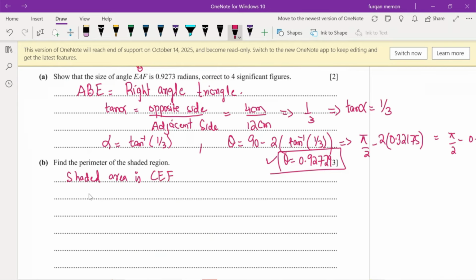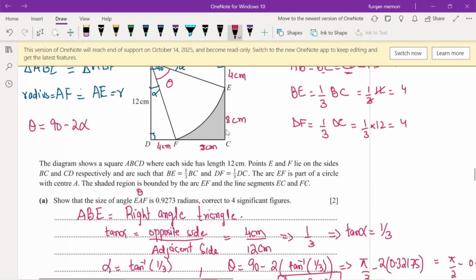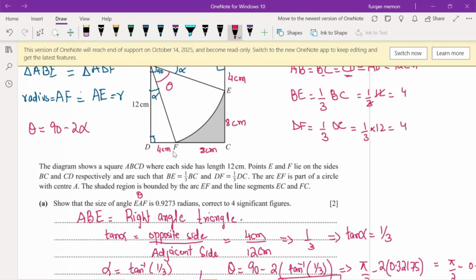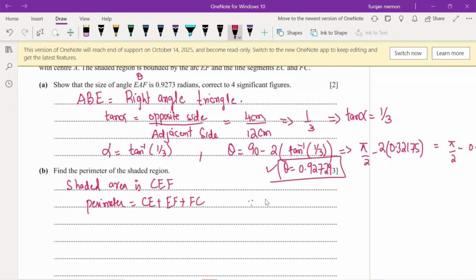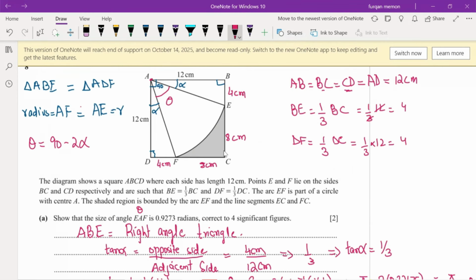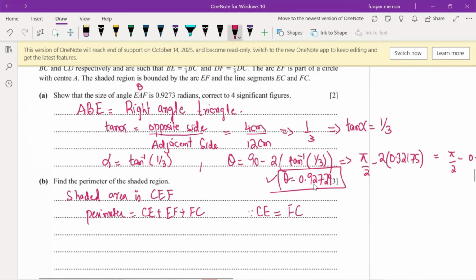CEF. So perimeter is CE plus EF plus FC. Okay. So CE is 8 centimeter, FC is 8 centimeter, and we need to find this arc, which is E to F here. CE and FC is 8 centimeter.